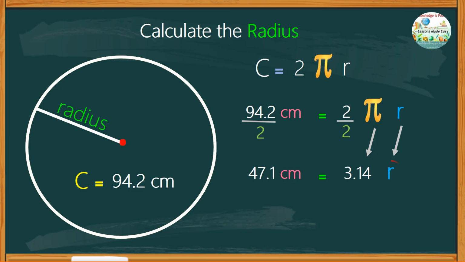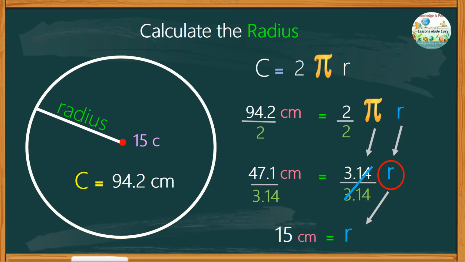We need only the radius, so to get rid of pi is to divide by the same number of 3.14. Just cancel, and what remains is the radius. Same with the circumference, divide by 3.14, and whatever the quotient is our radius. So we have 47.1 divided by 3.14, we get a quotient of 15. Our radius is 15 centimeters.